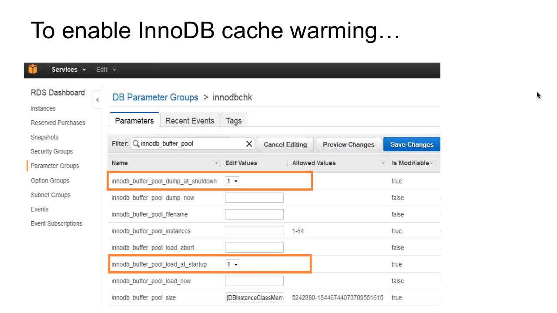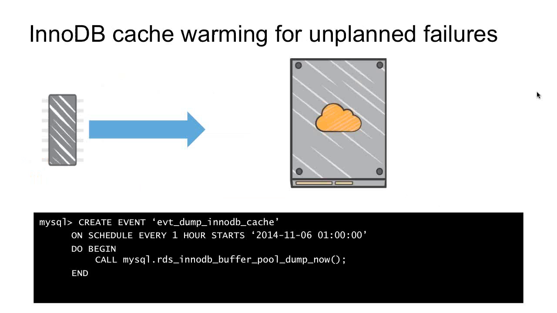What happens if I don't know that? What happens if my database fails? For unplanned failures, what you can do is create an event which is scheduled every 1 hour and calls the RDS InnoDB buffer pool dump now command. So every 1 hour, the event triggers and calls this command, where the buffer pool is dumped into the disk. And once your database comes up, you can always read the file on the disk back into memory as well.